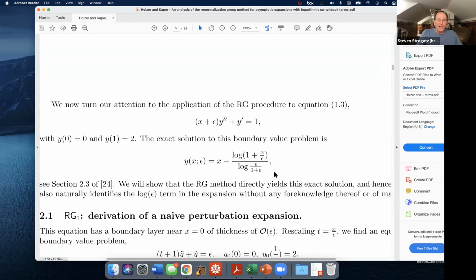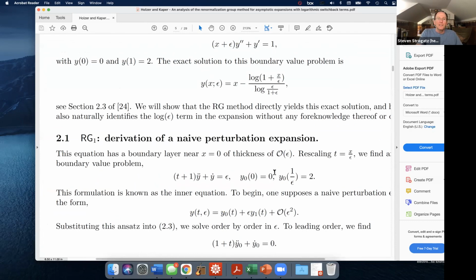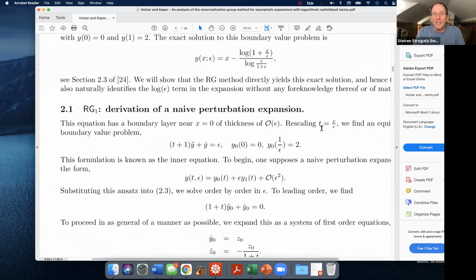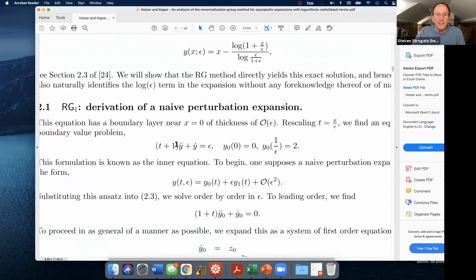But suppose we didn't know that. Well, you then just go to the inner region. That is, rather than calling x over epsilon capital X, because they're dynamical systems theorists, they call it T. So they write an inner equation in terms of a variable T. They convert the differential equation into this. It's got boundary conditions, one boundary condition at 0, 1 at time. It used to be at x equals 1, so now it's at time 1 over epsilon. Anyway, this is the full problem.